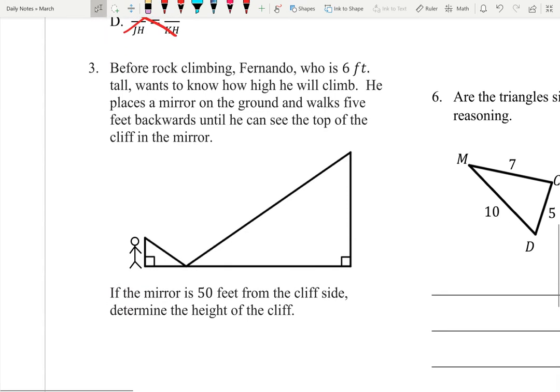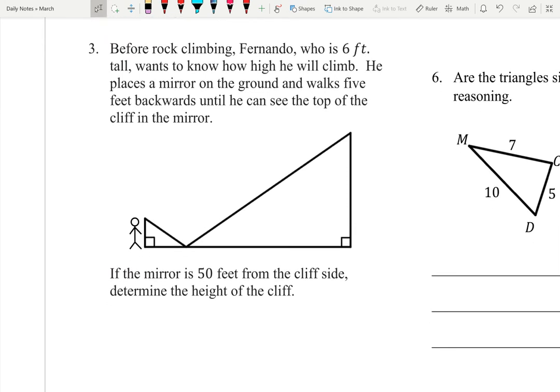So number 3, before rock climbing, Fernando, who is 6 feet tall, wants to know how high he will climb. He places the mirror on the ground and walks 5 feet backwards until he can see the top of the cliff in the mirror. So our cliff side is over here. This is our cliff. Let's start labeling some things that we know.